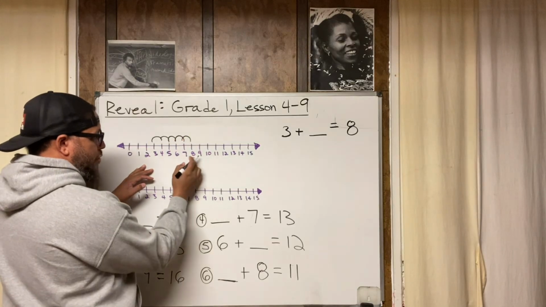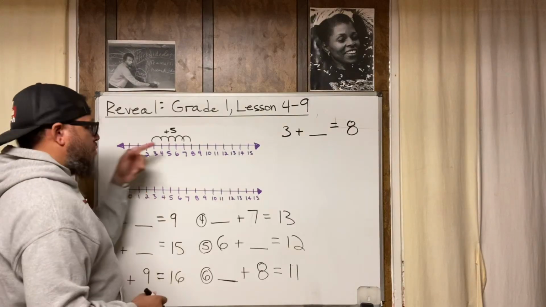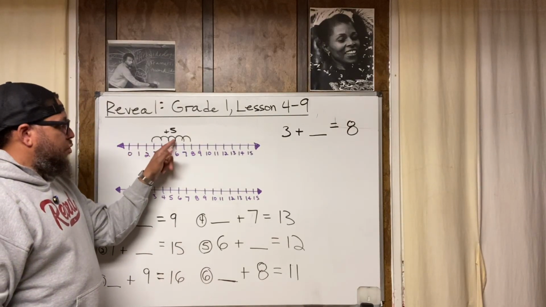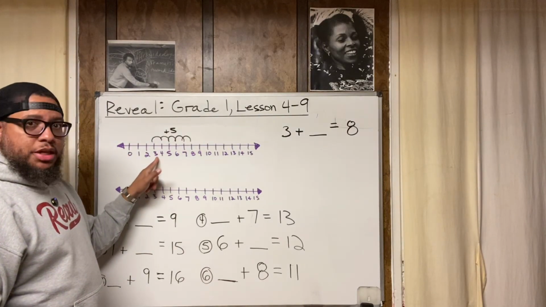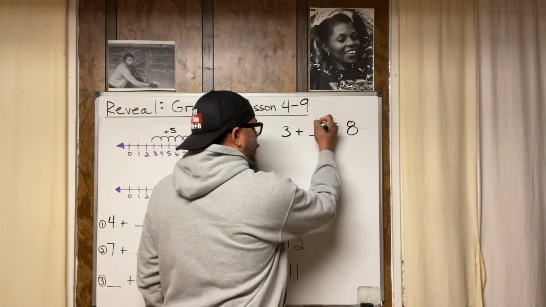Then we go 5. Right there. Now we're at 8. So that means we went 5 spaces to the right: 1, 2, 3, 4, 5. The distance between 3 and 8 is 5. That means the unknown addend is 5.